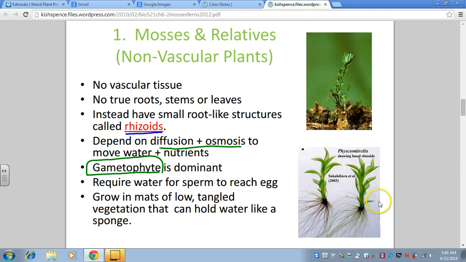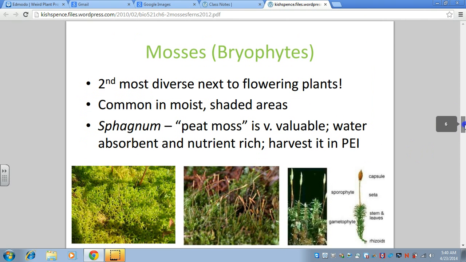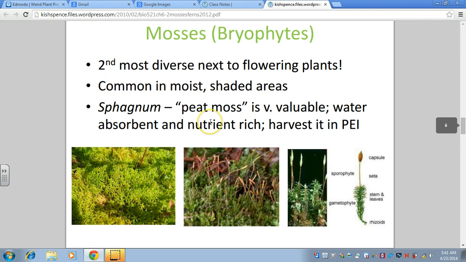They tend to grow in mats of low tangled vegetation that can hold water really well, like a sponge. So the most common of these, and actually the second most diverse of all plants next to the flowering plants, are the mosses. That's kind of surprising in a way, but they are the second most diverse, which is a good point to note. Again, they're found in moist shaded areas. This is a picture of sphagnum. And sphagnum is actually mined here. We call it mined.